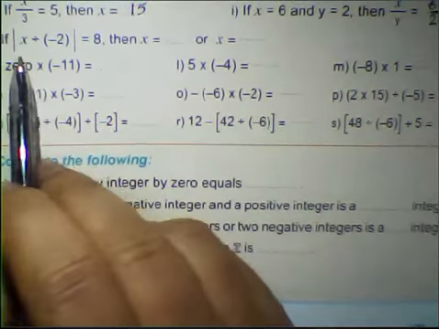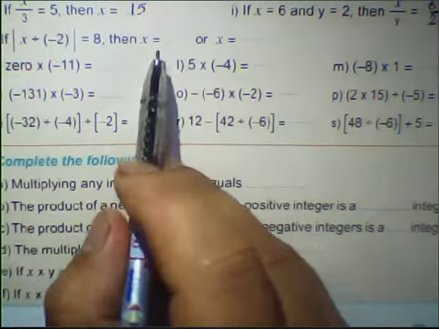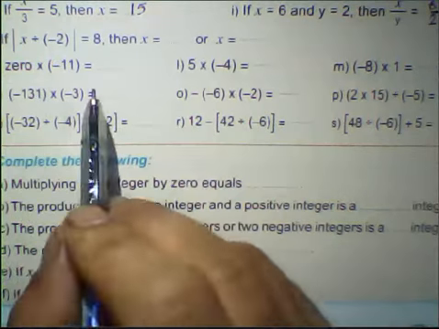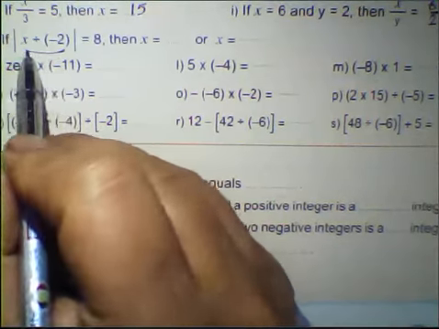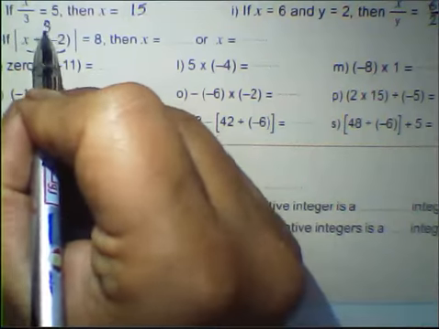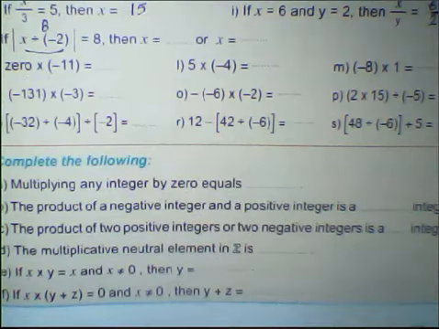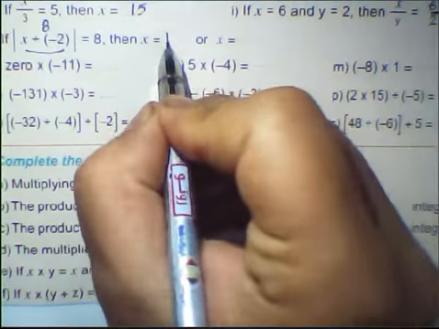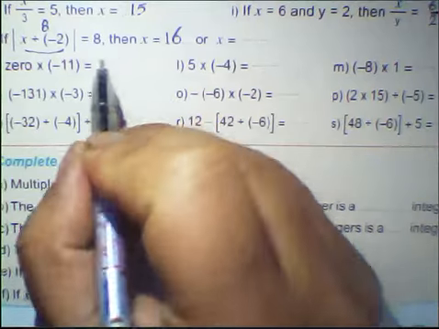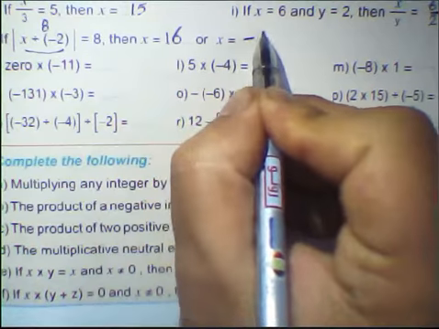The absolute value of x divided by negative 2 equals 8, then x equals what? We must know this result will be 8. So 2 times 8 equals 16. So x will be 16 or negative 16.